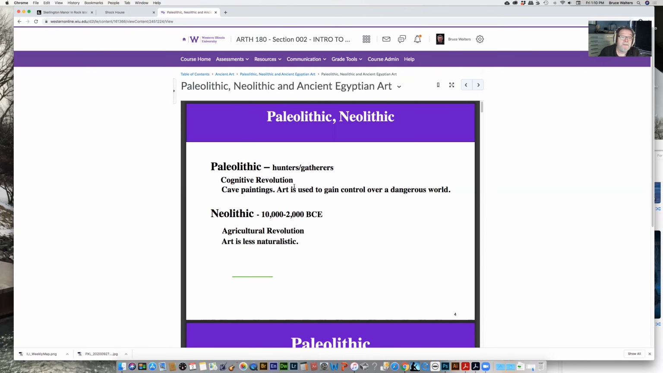I'm going to briefly speak of this cognitive revolution at the end, but as we speak of these two different time frames, Paleolithic art is cave painting, and we can characterize it as art used to gain control over a dangerous world. Neolithic art is the agricultural revolution, when people went from being hunter-gatherers to building cities. And we'll find artists less naturalistic.